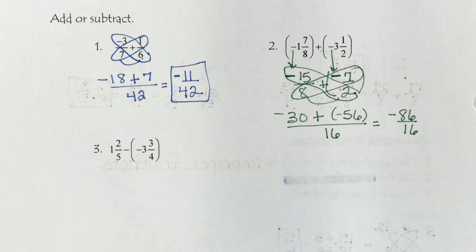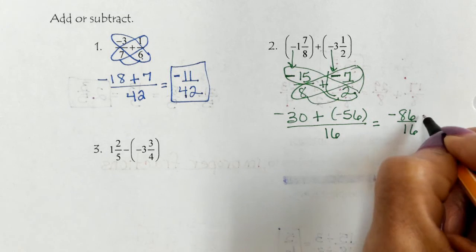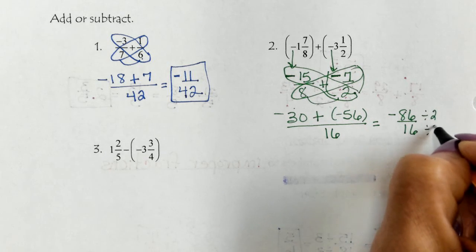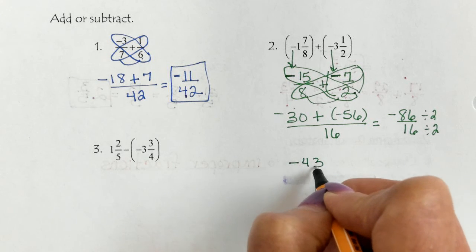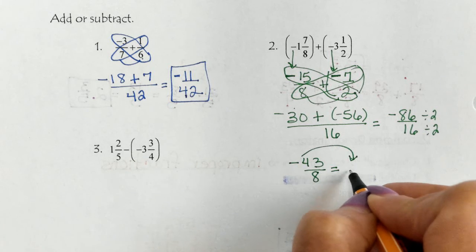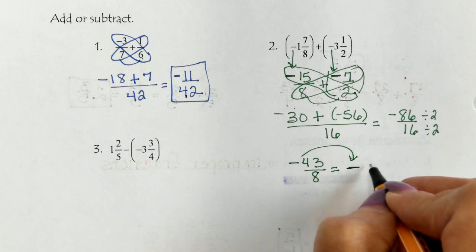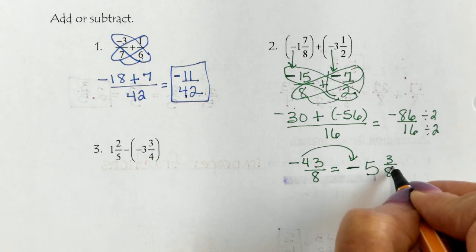over 16. Now again, I see these are even numbers, and I know all even numbers are divisible by 2, so I'm going to reduce this first before I do anything else, and that's going to give me negative 43 over 8. Then, bring your negative sign over. 8 goes into 43 5 times, with 3 out of 8 left over.